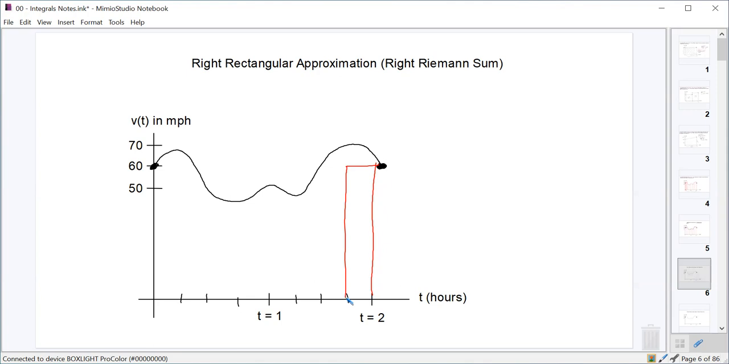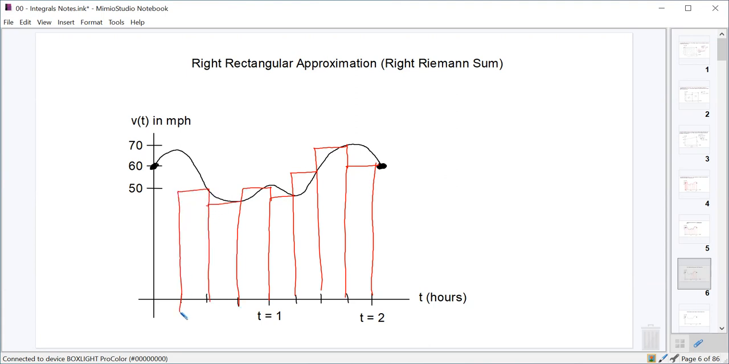And then I'll look at the next subinterval right here. I'll go to the right endpoint of it, go up to the function, straight across, and drop it down. And again, the right endpoint, straight across, and drop it down. Right endpoint, straight across, drop it down. And just keep repeating that process until I get to the end over here.